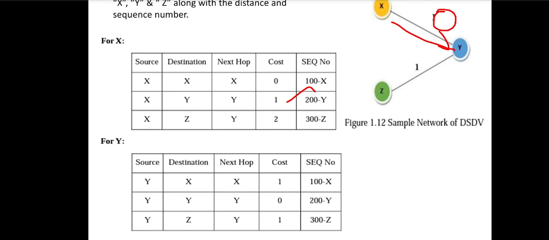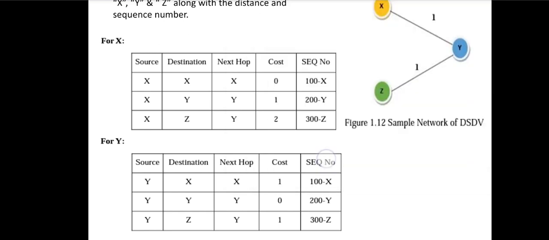So what do we mean by the next hop? Next hop is nothing but the node which is present next to my source node. As I am considering X as my source node, the node which is present next to my source node is Y. So I have mentioned the next hop as Y. Do you understand? And my sequence number is any random number. I have mentioned it as 200-Y.